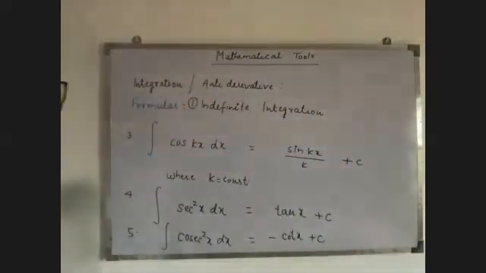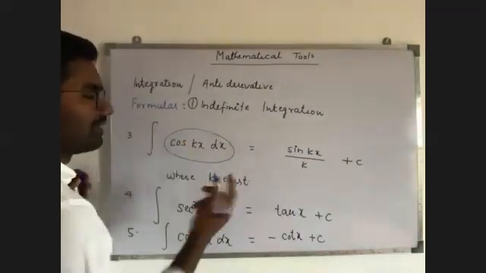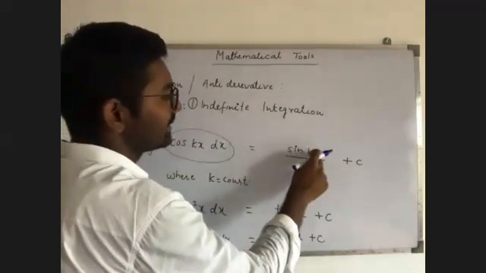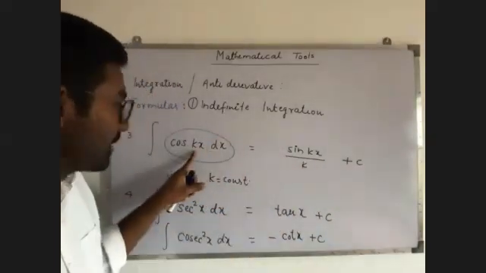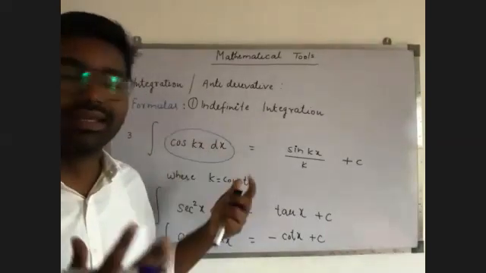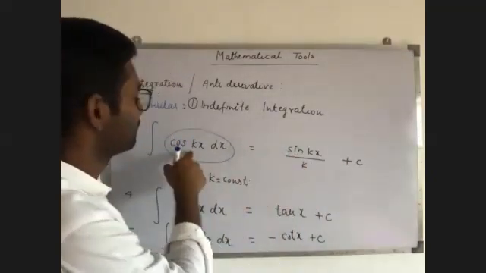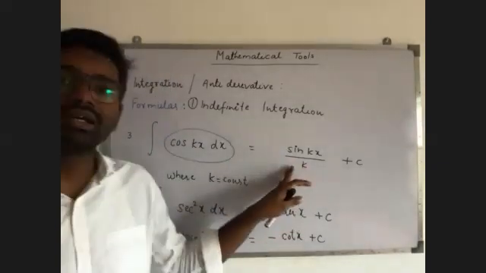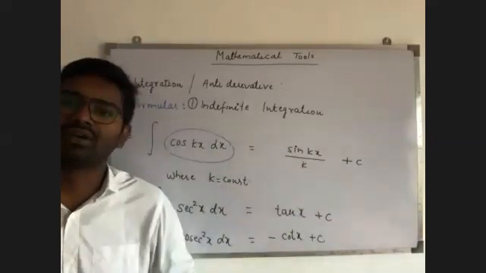Third one is cos kx dx, where k is a constant. So the integration of cos kx dx is nothing but sin kx by k plus c. This is the formula. How can we check it? If I put k equal to 1, it will be cos x dx, and here it will be sin x. Now if I differentiate sin x, I will get cos x. So this is a formula you need to remember.